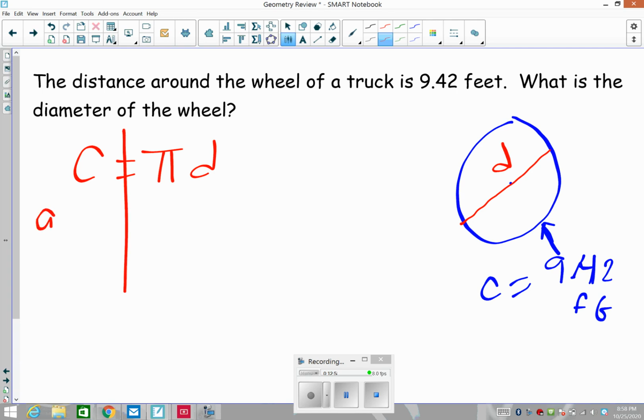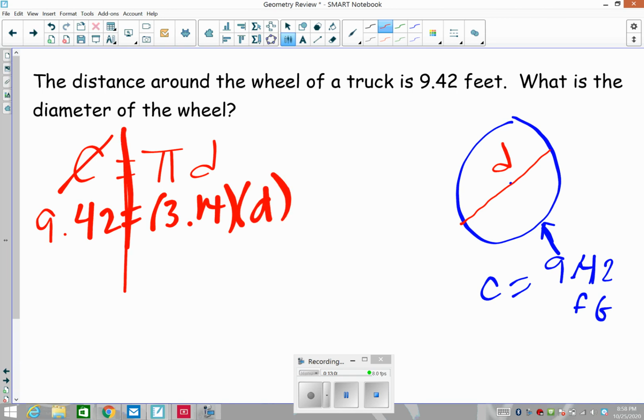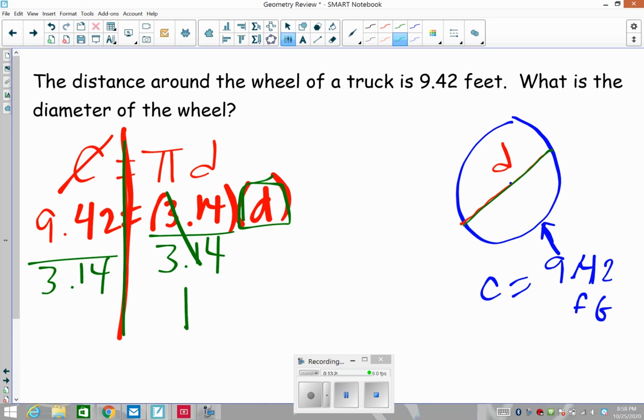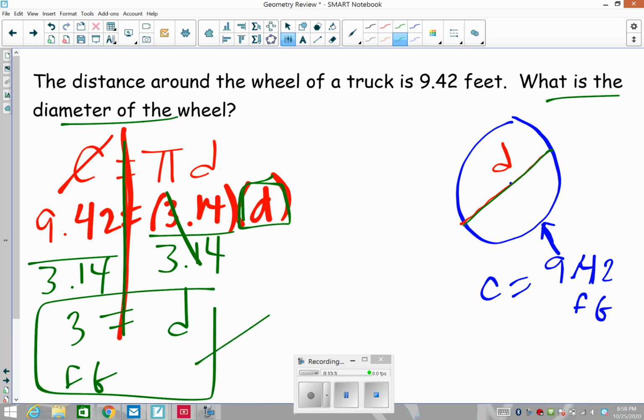We know the circumference. This is going to be a build house, build fence, clean yard problem. 3.14 times the unknown diameter. We're going to work backwards. We're going to build a house around that d because that's what we need to find. No big deal, this is simple algebra. We're going to divide both sides by 3.14. Coolio. And we get that the diameter is 9.42 divided by 3.14, which gives us 3, and the units would be feet. So when it asks what is the diameter of the wheel, we just found it: the diameter is 3 feet.